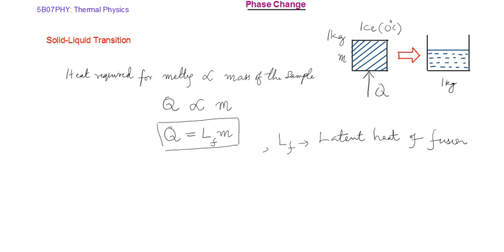So automatically the question comes, where does this heat go? You are giving heat to the system, and the temperature of the system is not increasing. You are providing heat to the system, but the temperature of the system is not increasing. Okay.